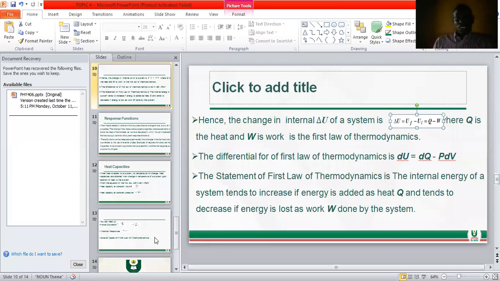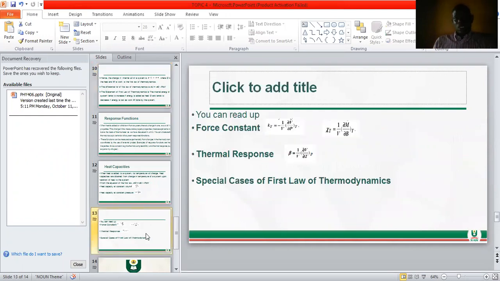I guess this should be the last slide. So I said you should read up these three. Please, can you quickly screenshot this? It's inside your course material. I said you should read up force constant, thermal response, and special cases of the first law of thermodynamics. I think that's clear enough.